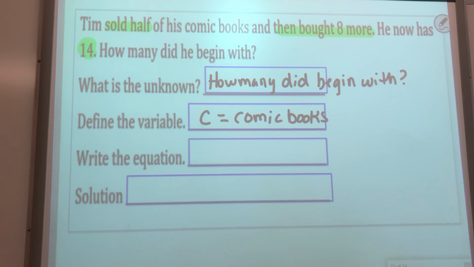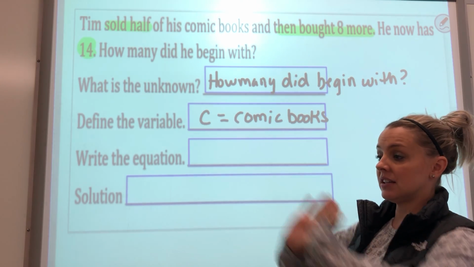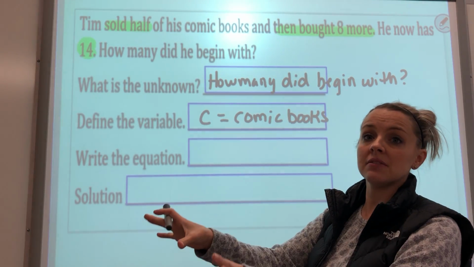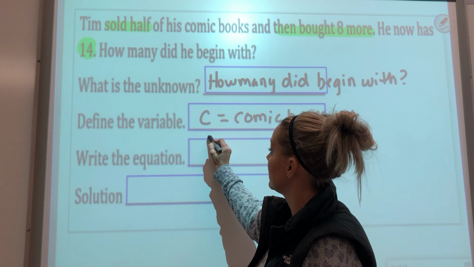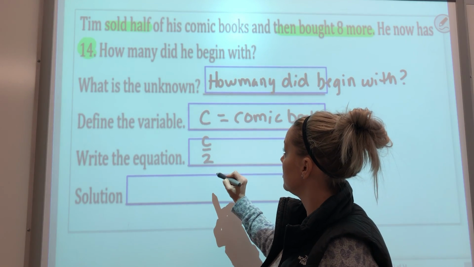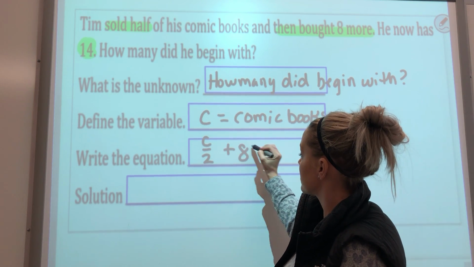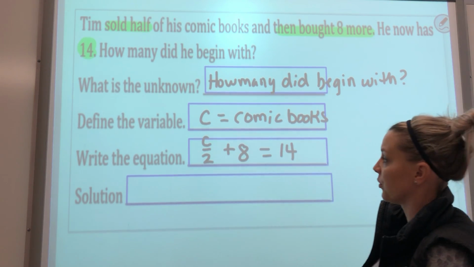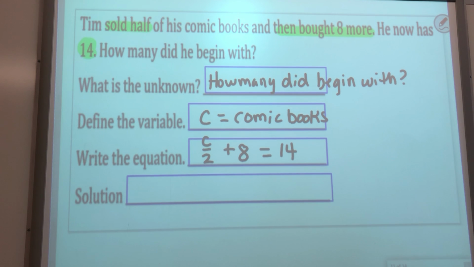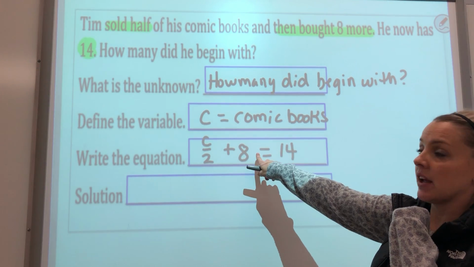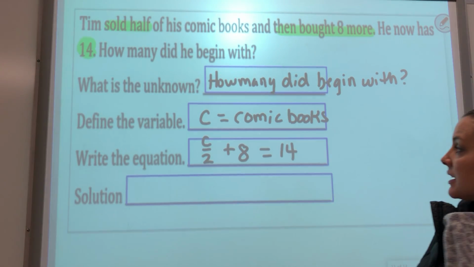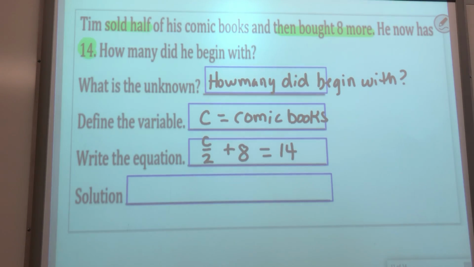Now if he sold half, that means we're taking our collection and giving half away. So when we give half away, that means we need to divide. So C divided by 2. He bought 8 more, so we're going to add 8 to his collection, and he ended with 14. So I want you to pause your video and try and solve C divided by 2 plus 8 equals 14.